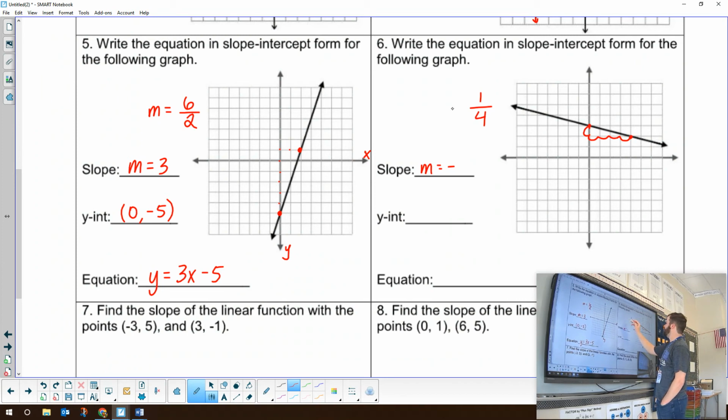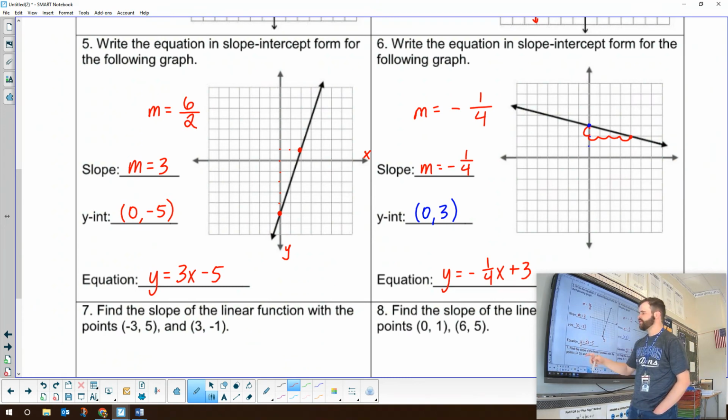And then I know that it's going to be negative. And that can't reduce, so we're just going to rewrite it. It's going to be negative 1/4 is my slope. My y-intercept is right there. That's where it intercepts the y-axis. It's going to be up 1, 2, 3. So my y-intercept is going to be at 0, 3. And then I can write my equation. My equation is just going to be y equals negative 1/4 x plus 3.